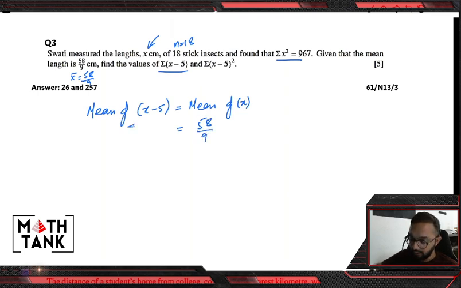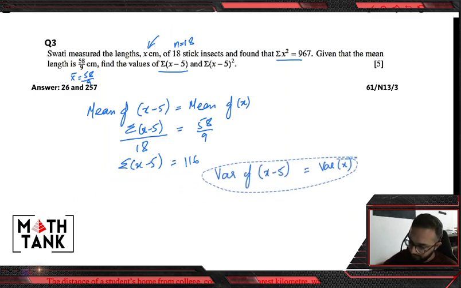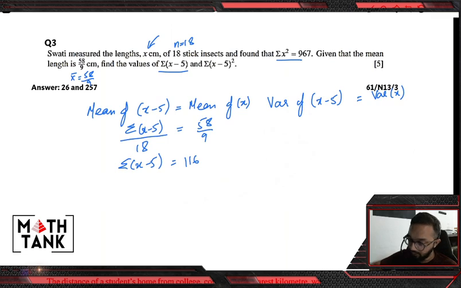Now, if I want to calculate the adjusted values, I want the adjusted sum. That's what I'm looking for. That's unknown, so that's there, and divided by 18. So 58 divided by 9 multiplied by 18 gives me 116. Then if I want the squares, I need to use the idea of the variance. So the variance of this is equal to the variance of that. Swati hasn't told you the standard deviation or the variance of the original values either, but she's told you the sum, which is 967 over 18 minus the mean, 58 over 9, whole square.